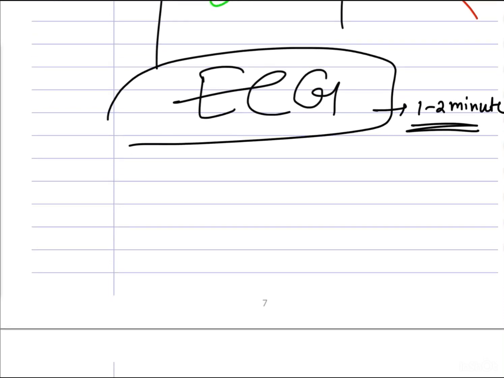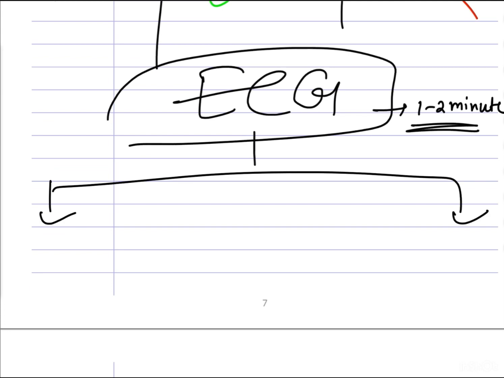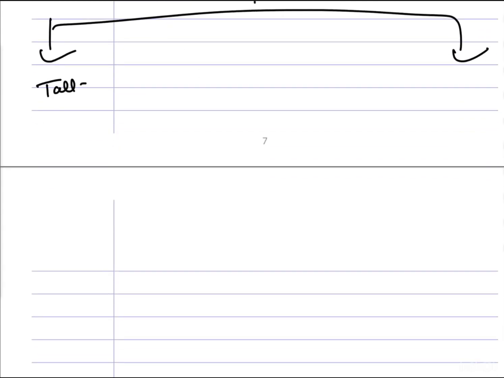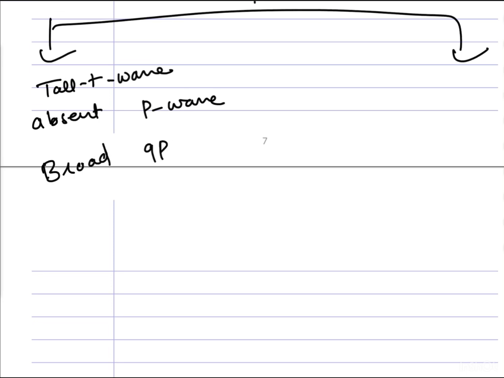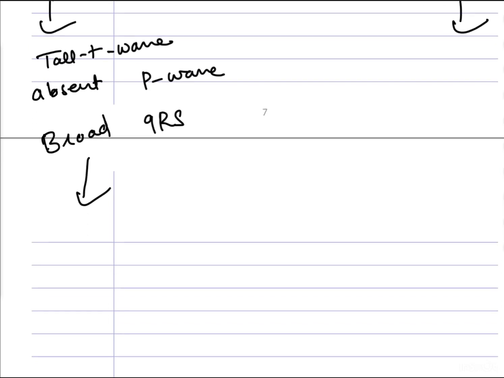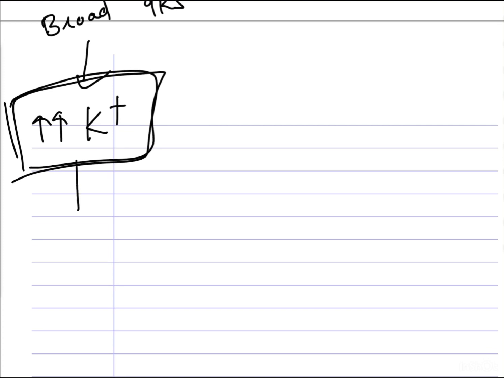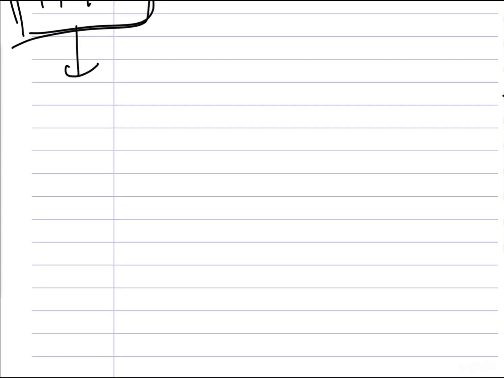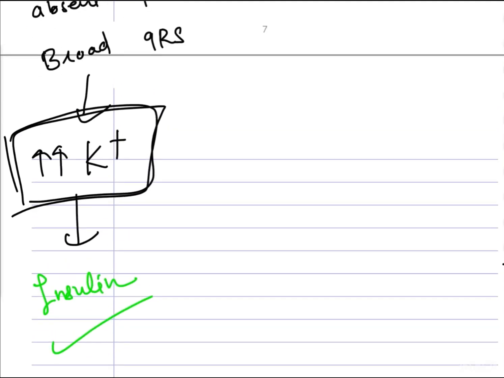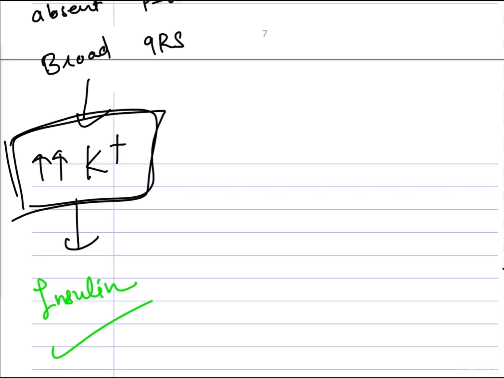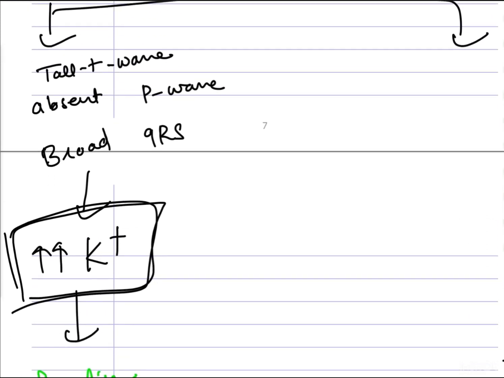We will perform ECG, and we can divide the ECG findings into two. If we find tall T wave, absent P wave, and broad QRS, then the patient is having hyperkalemia. So we can give insulin. Insulin is the green line. Okay, insulin should be started because the patient is having hyperkalemia. So no worry about insulin, no worry about potassium.